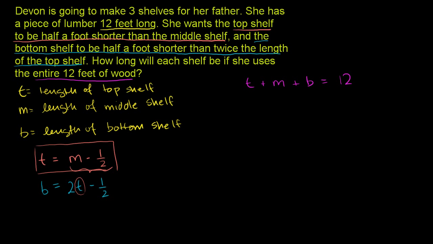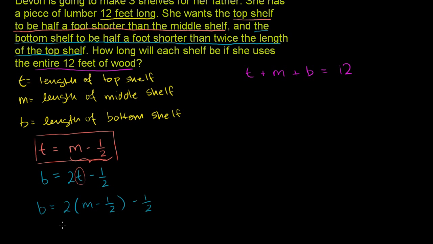So we can rewrite this blue equation as the length of the bottom shelf is 2 times the length of the top shelf, t, but we know that t is equal to m minus 1/2. So 2 times m minus 1/2. And if we wanted to simplify that a little bit, this would be that the bottom shelf is equal to, let's distribute the 2.